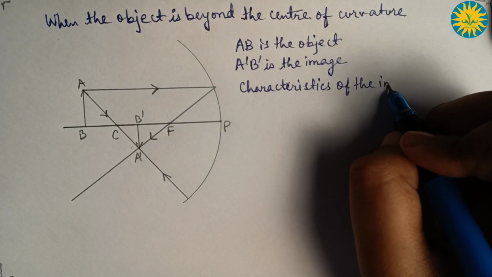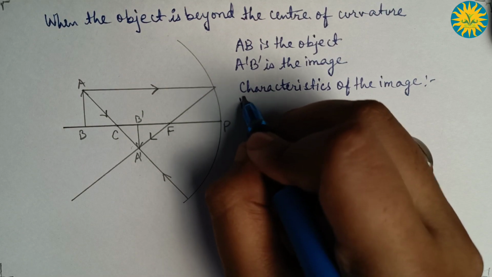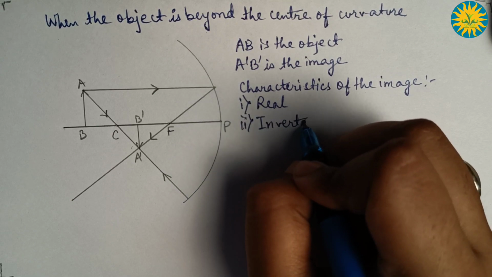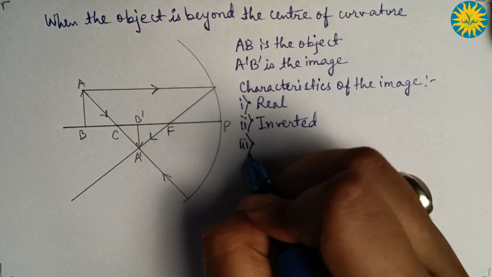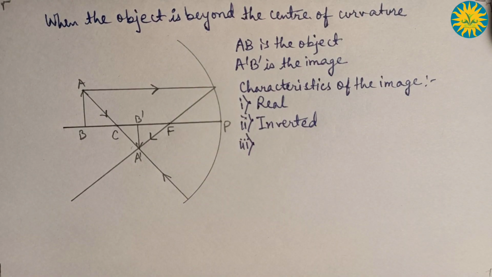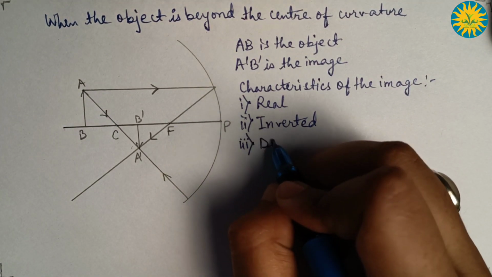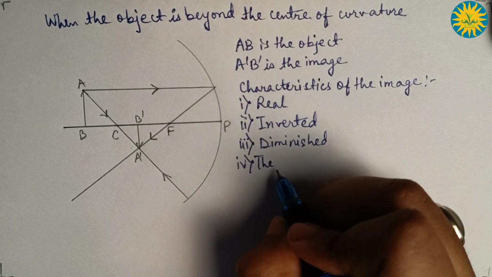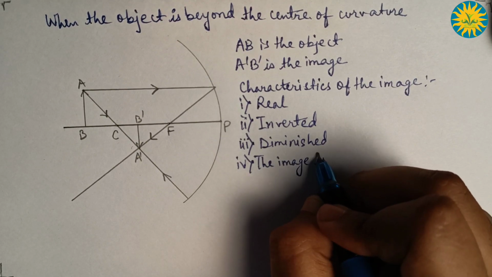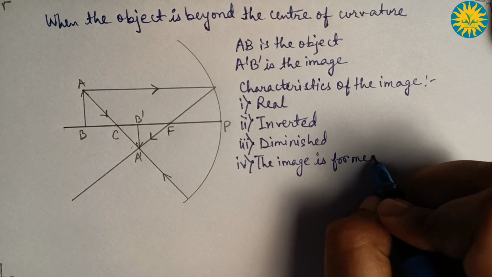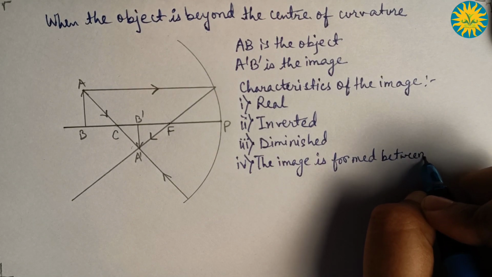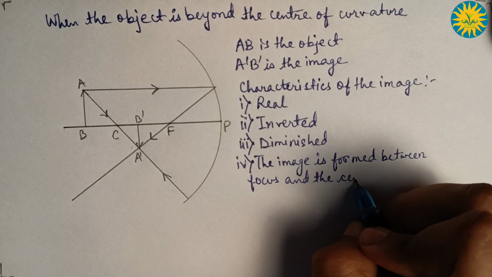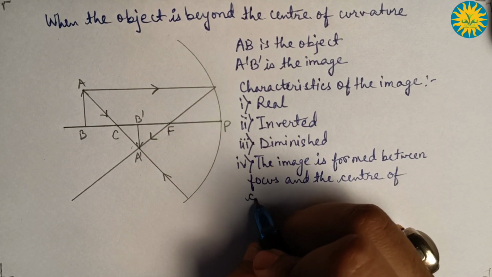Number 1, it's real since the object and image are on the same side. It's inverted. See, the arrowhead of the image is in the downward direction, whereas the arrowhead of the object is in the upward direction. So it's inverted. The image formed is diminished, that is, the size of the object is larger than that of the image. Now the position. The image is formed between the center of curvature and focus. So this is the position where the image has formed. This is all about the characteristics.